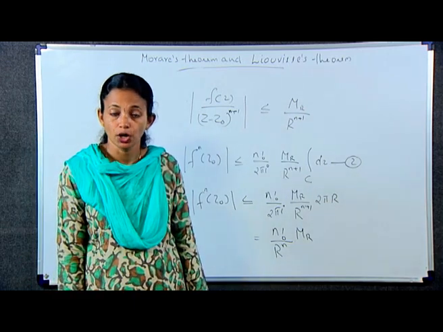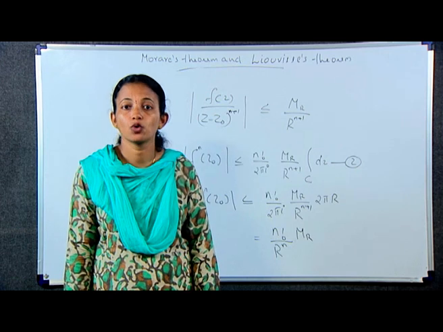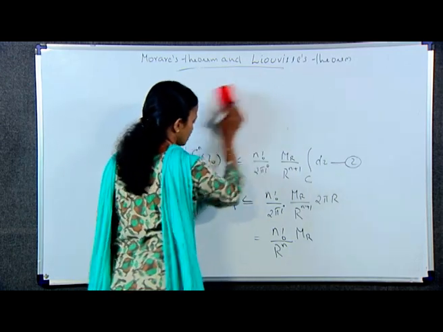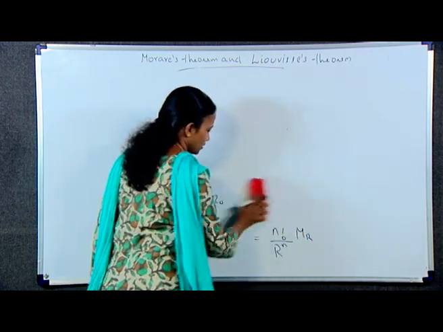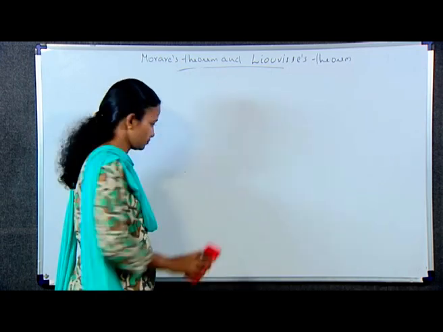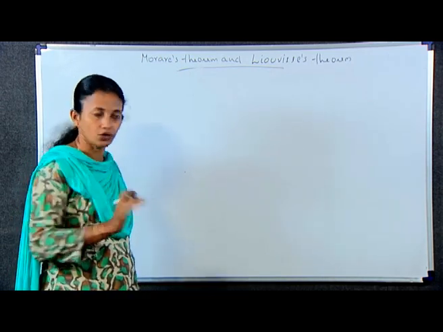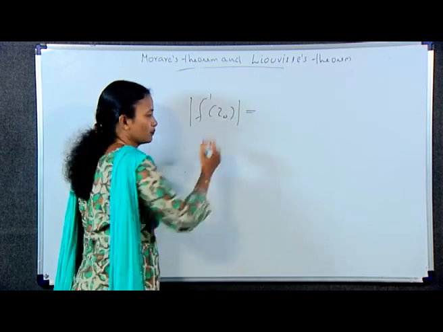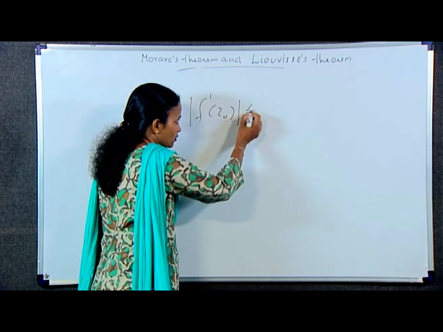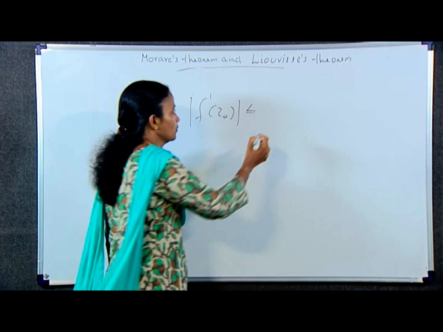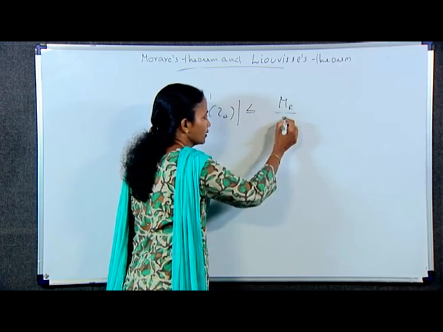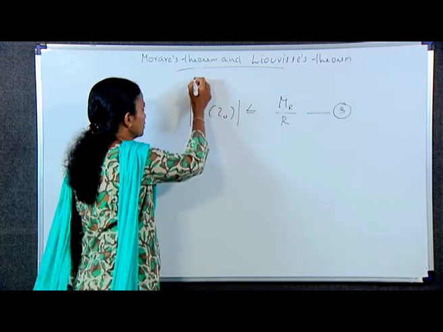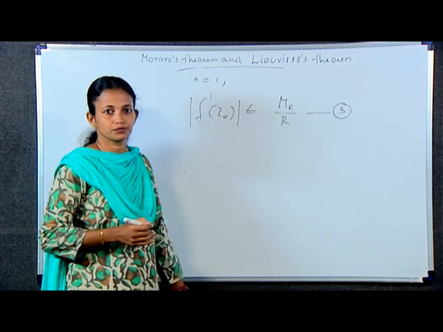So it is n factorial MR by R raised to n. Note, when n is equal to 1, substituting n equal to 1, the Cauchy inequality becomes modulus of f dash of z0 less than or equal to MR by R, equation number 3. That is, while n is equal to 1.